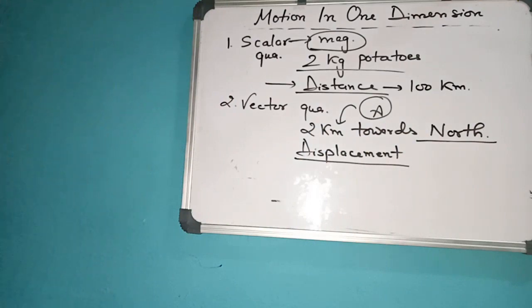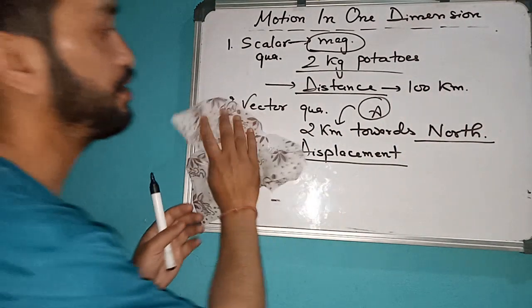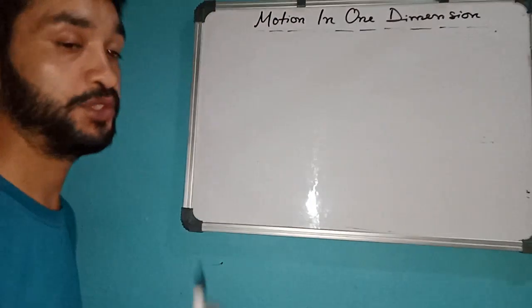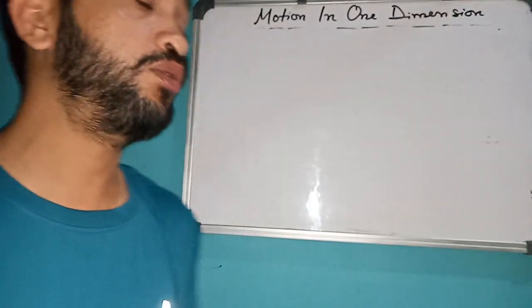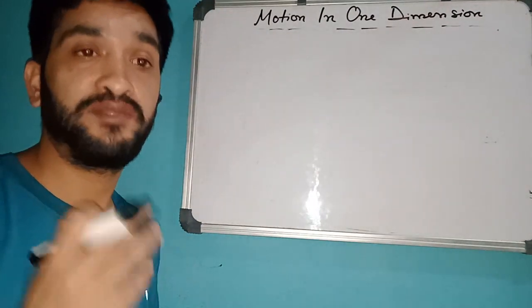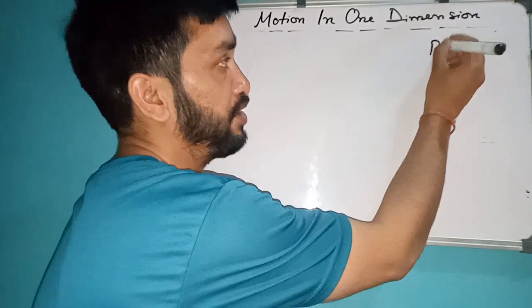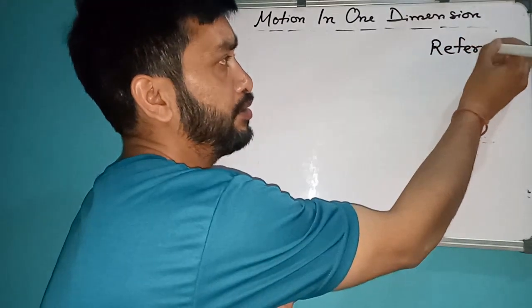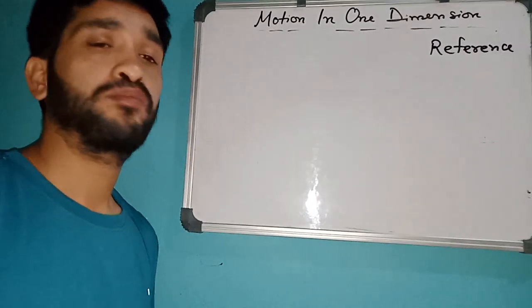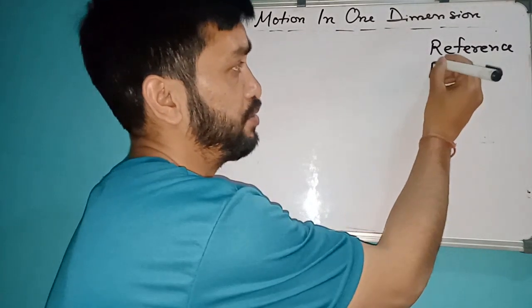Second point that we are going to discuss is your rest and motion. A very important topic in motion in one dimension is rest and motion. Now how to say whether something is at rest or in motion? For this, in physics what we do is take a reference point. In the ICSE books the term used is your immediate surrounding, but better than that you can use the word reference point.